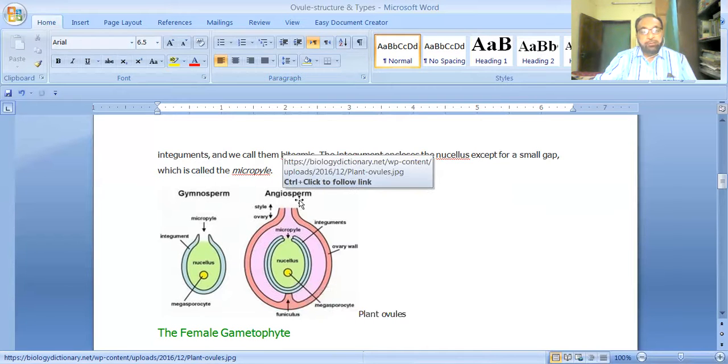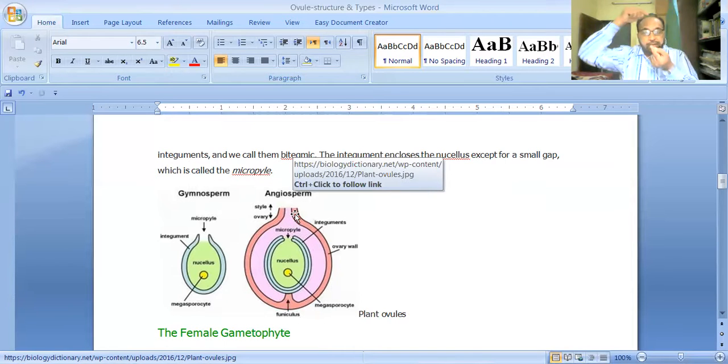While the upper opening is called the micropyle. This region, if you are able to see, is called the micropyle. It functions like a mouth-like structure. From here, the pollen tube enters and goes inside the embryo sac, and fertilization takes place. So the function of the micropyle is to provide the path for the pollen tube to enter for fertilization, while the function of the chalaza is to attach to the ovary and supply food material to different parts of the ovule.